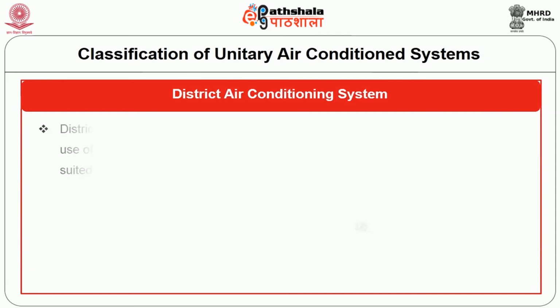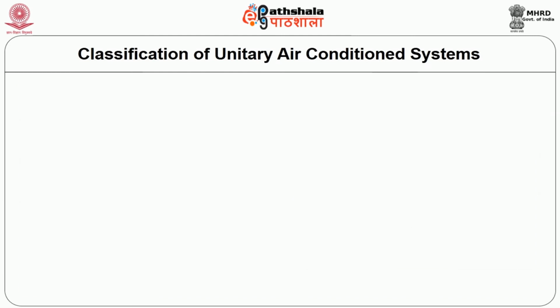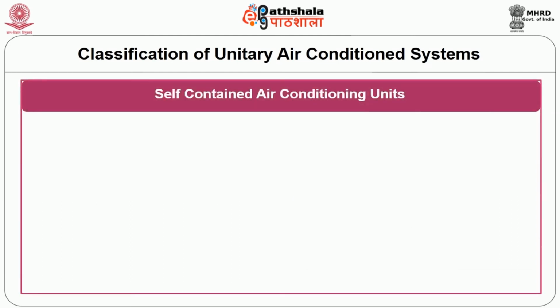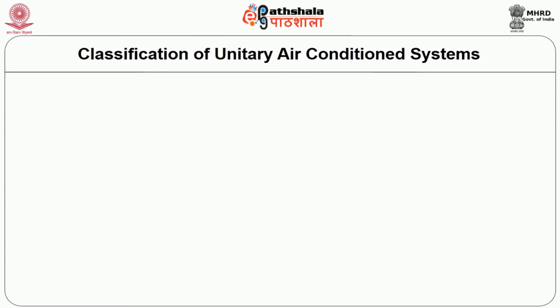Direct air conditioning system. Direct cooling system is not as popular as direct heating system. Very recently, the use of direct cooling system is economically justified. Direct cooling plants are best suited for the concentrated load. Self-contained air conditioning unit. Self-contained units are available in a wide variety of sizes and for many specific purposes. The following types are commonly available in the market.